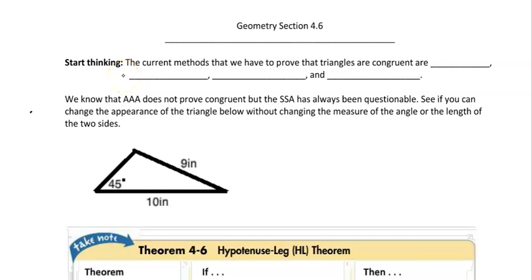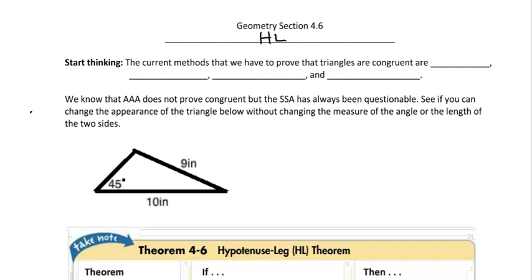All right, welcome back. We are jumping into section 4.6. I'm intentionally going out of order, so we're going to do 4.6 first and then go back to 4.5. I prefer it in that order when you're looking at the content. I am really impressed with how you guys have been doing so far with proofs, so good job and keep up the good work. What we are doing today is something called HL.